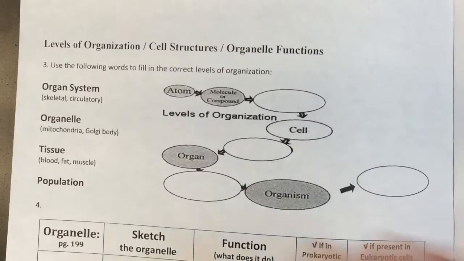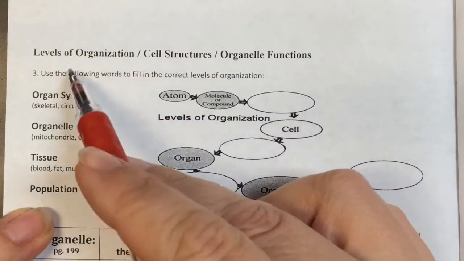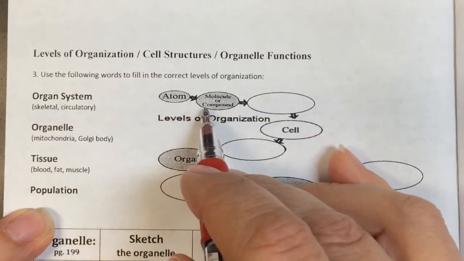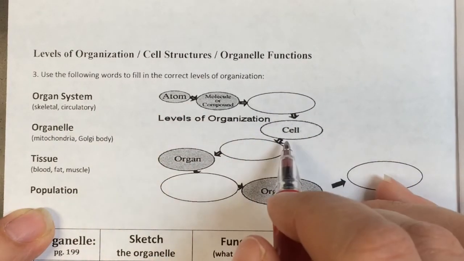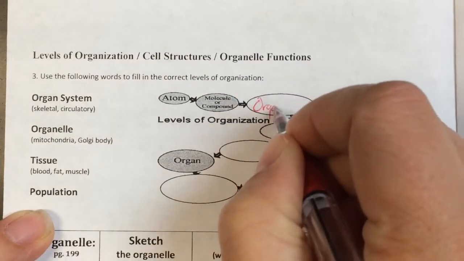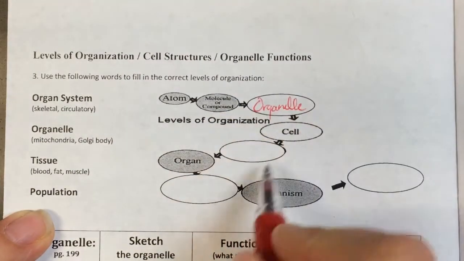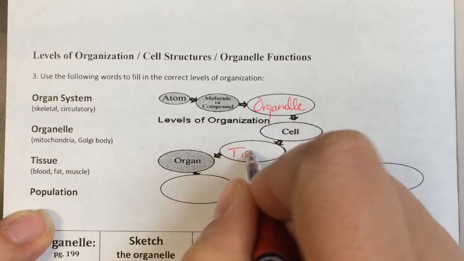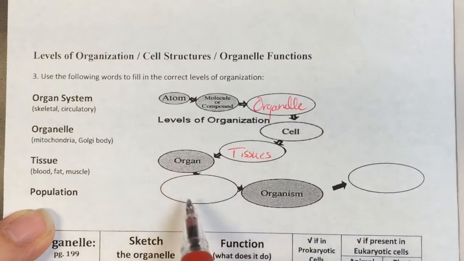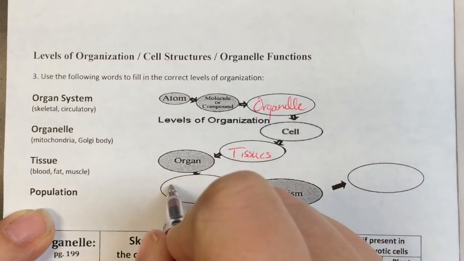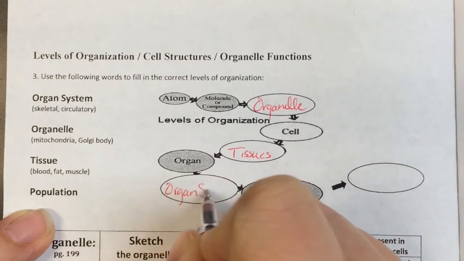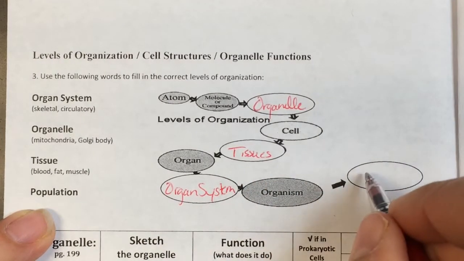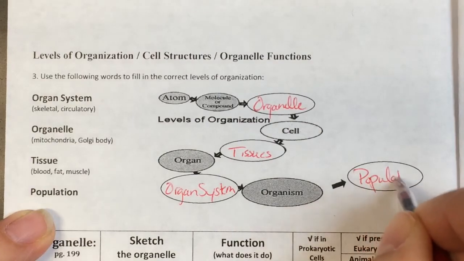With levels of organization right here, they give us our options: organ system, organelle, tissue, population. So here we go. Atom, molecule, blank, and cell. In order to have a cell, we've got to have organelles. Then cell, blank, organ. And so organs are made out of tissues. And then organ, blank, organism. That would be organ system. And after organism, our only one left is population.